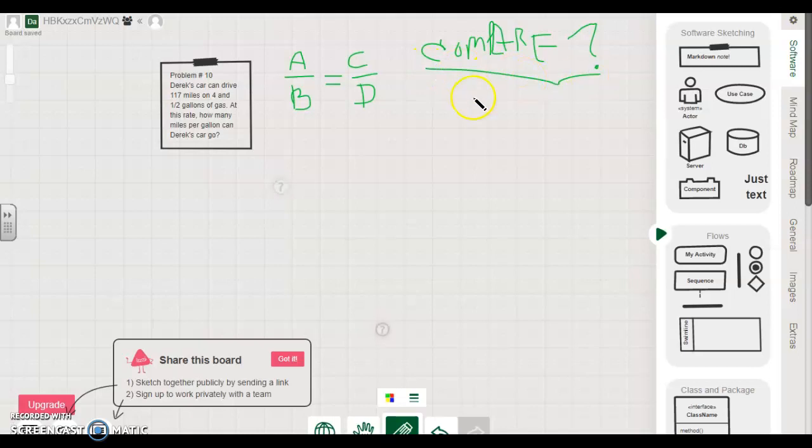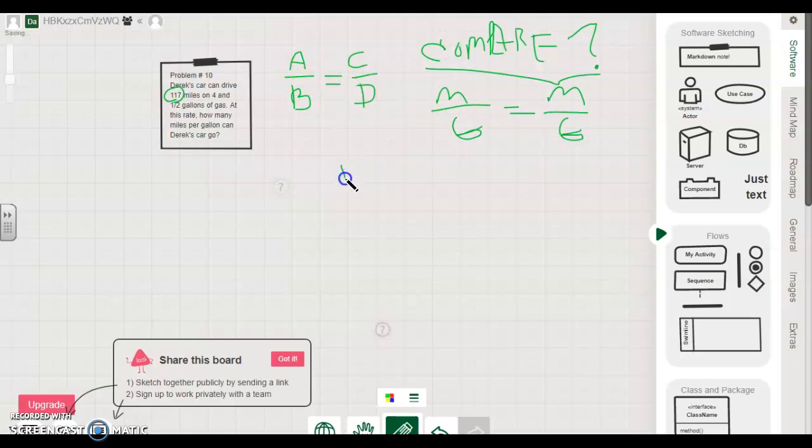Alright, so two things you're going to compare in here should be miles and gallons. So you're going to have miles over gallons equals miles over gallons. Now you have to find out what A and B, C and D are and put them into your equation. So A is going to be 117 because it's right here on top.